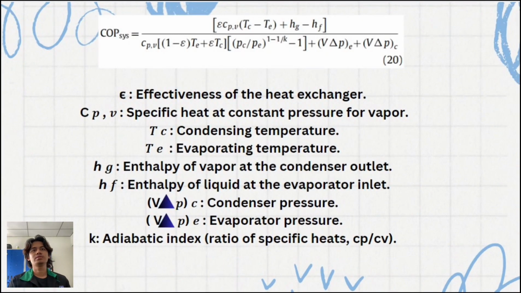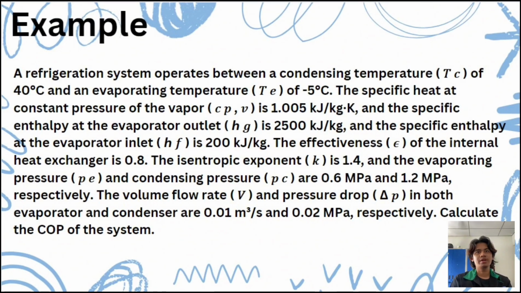So this is the formula that is normally used to calculate the coefficient of performance in the system. We also include each of the symbols and their definitions. And here we also provide an example and the solution on how to use the formula.